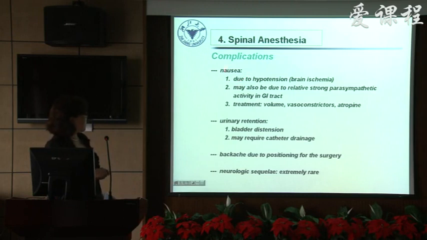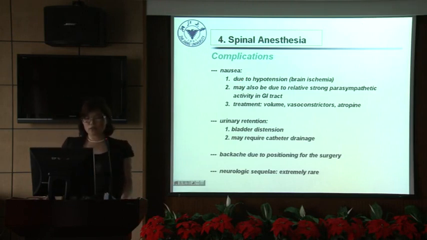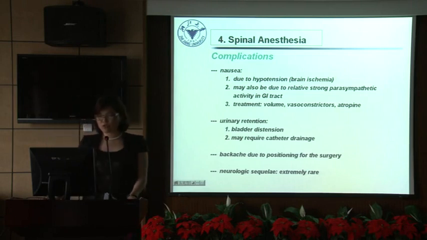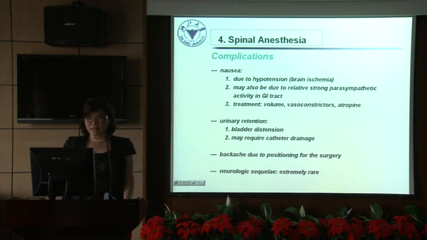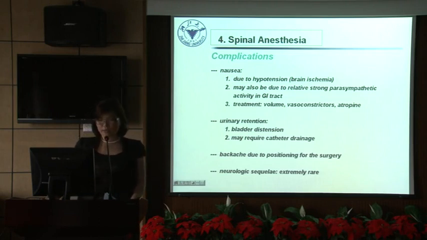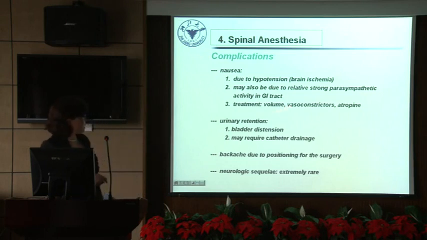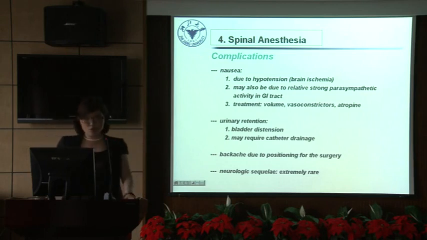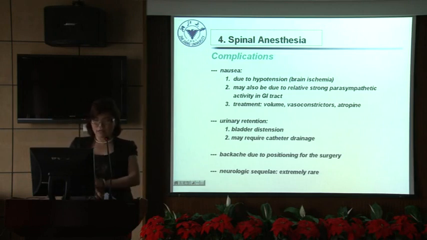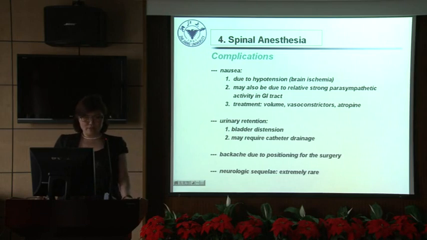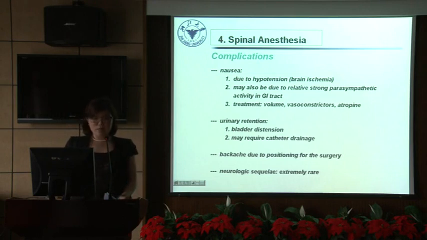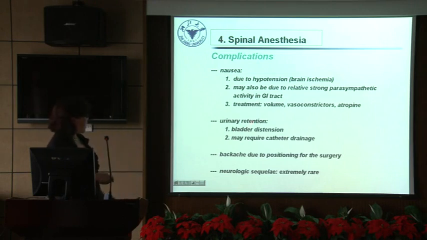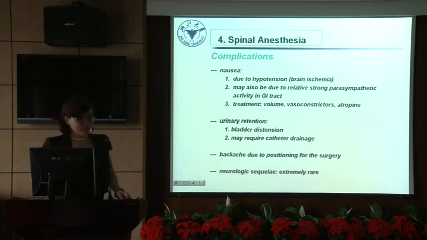And another one is nausea. Nausea is usually due to hypotension, brain ischemia, and may also be due to relatively strong parasympathetic activity in the gastrointestinal tract. We can give volume fluid, we can give vasoconstrictors, and sometimes we can give atropine or some drugs to stop the nausea. And another one is urinary retention, usually because of bladder retention, and sometimes may require catheter drainage.